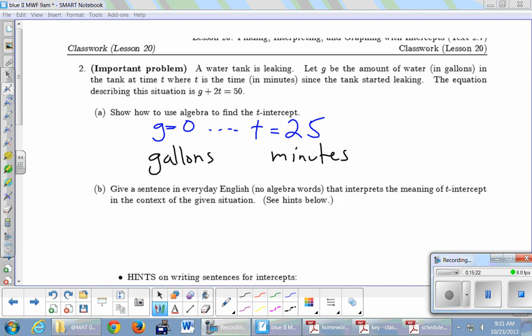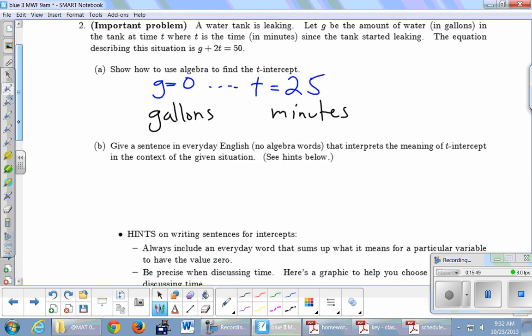I think having that gallons there gives us some information. But I don't want you to just say, after 25 minutes, there are 0 gallons. I want you to write some kind of not math word. What are we really saying if there's 0 gallons in the tank? It's empty. I'm not saying you have to use exactly the word empty, but to say there are 0 gallons is kind of a very clunky way to tell somebody on the street what's going on, right? You would probably just say the tank is empty. Okay, so we're going to say after 25 minutes the tank is empty.